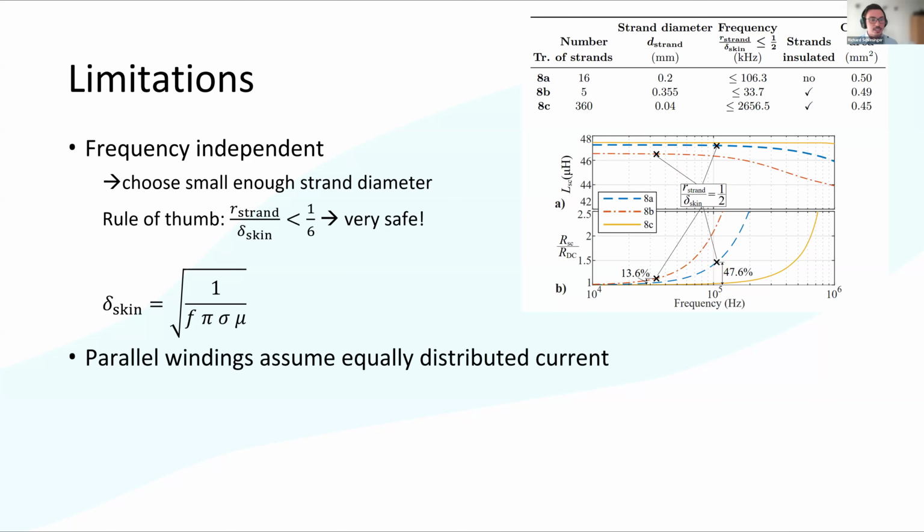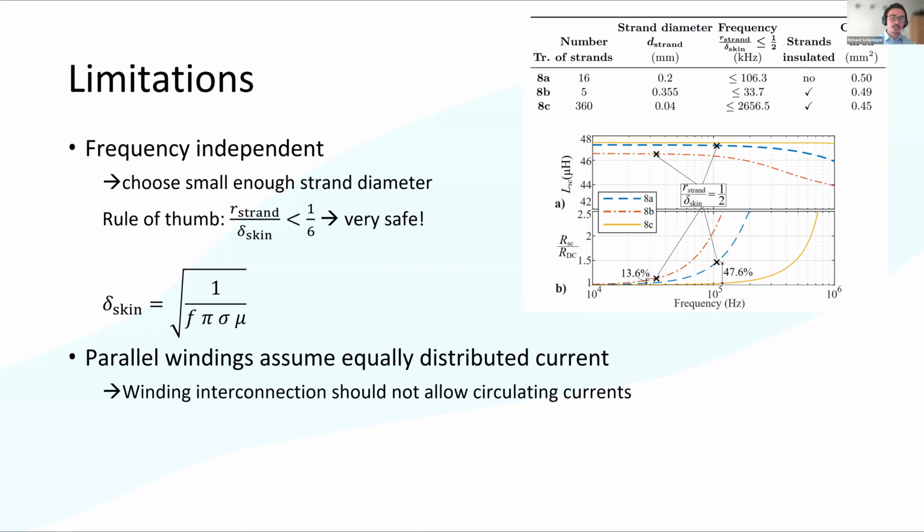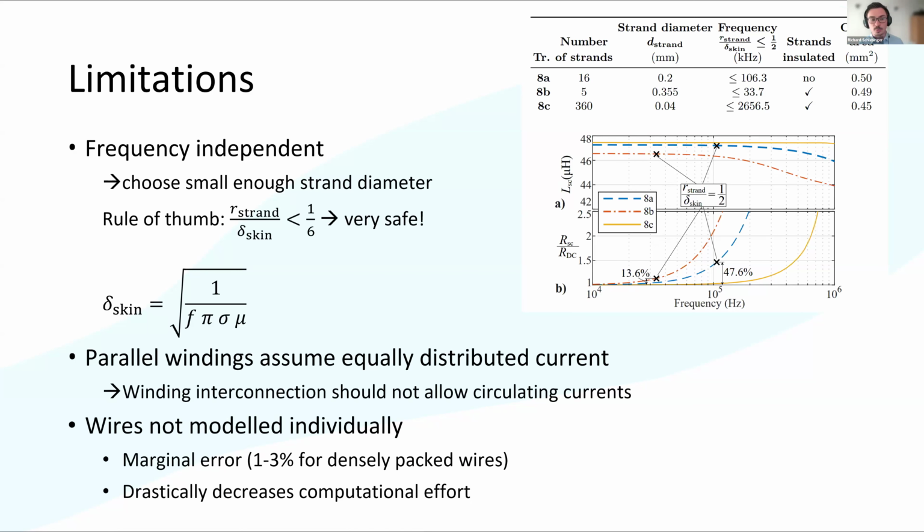Now, another limitation is that parallel windings assume equally distributed currents. We know that this might not be true depending on the winding configuration and the operating frequency, because there can be circulating currents in parallel wires. But again, this is an issue that we really should tackle from the design perspective. In particular, the winding interconnection should not allow circulating currents. Another limitation, which is really a limitation of the model, is that the wires are not modeled individually, but they are modeled as unified blocks. However, the error introduced by this is quite low.